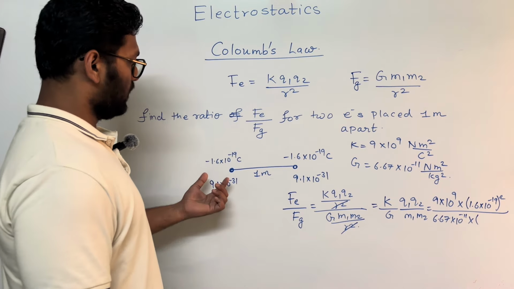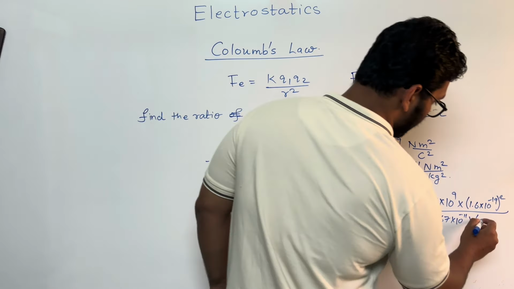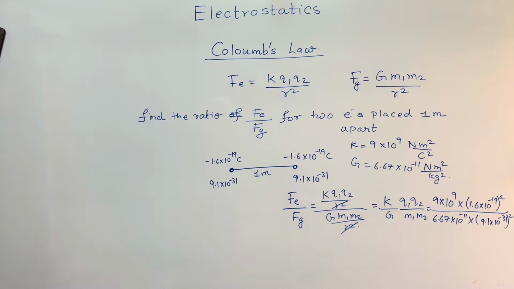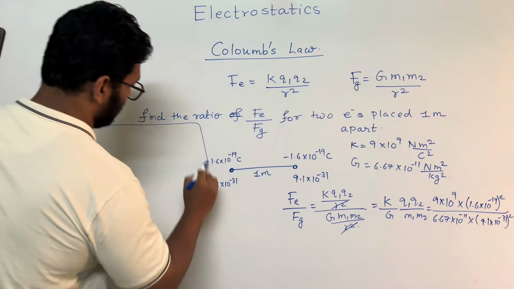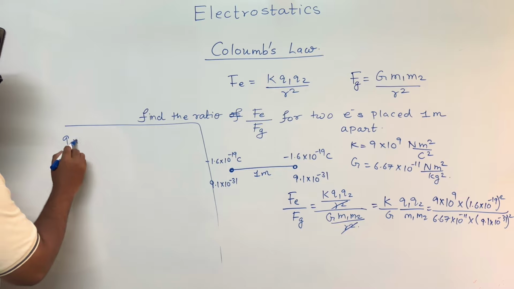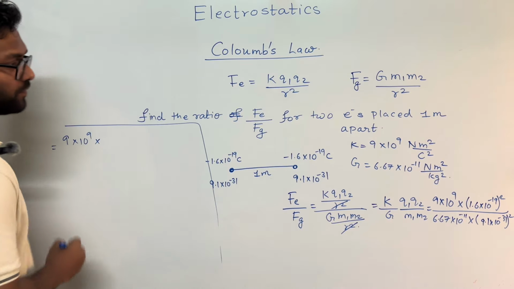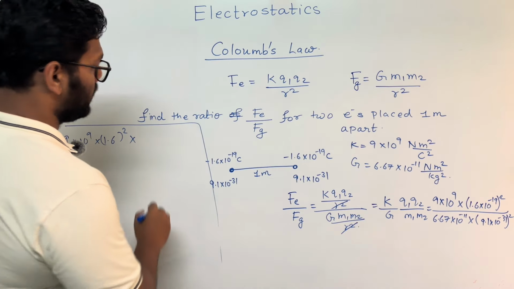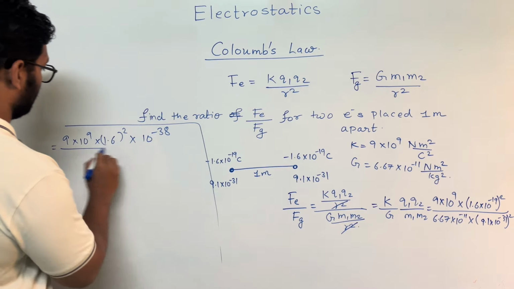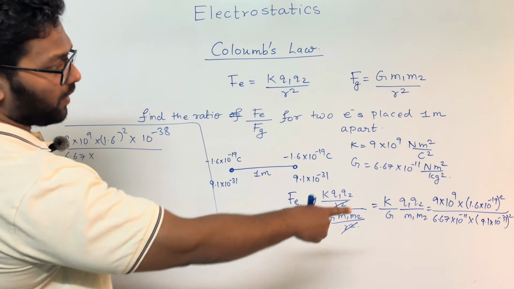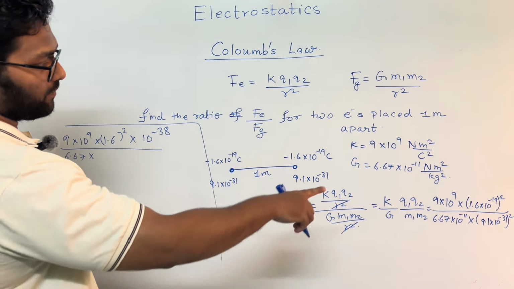Two masses are there. That is 9.1 into 10 raised to minus 31 square. Okay, I will check if it is visible or not. Just visible. Okay, so let me do a calculation here. Let me write here 9 into 10 raised to 9 into 1.6 square into 10 to the power minus 38 divided by 6.67 into, that will be 10 to the power minus 62, and this is minus 11.